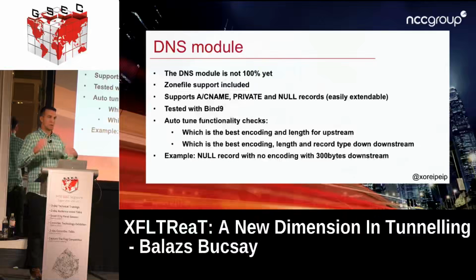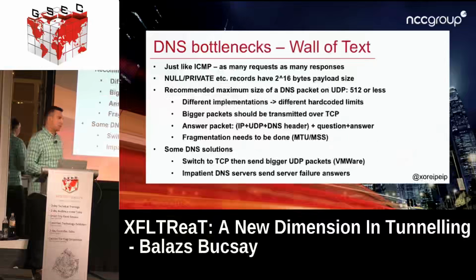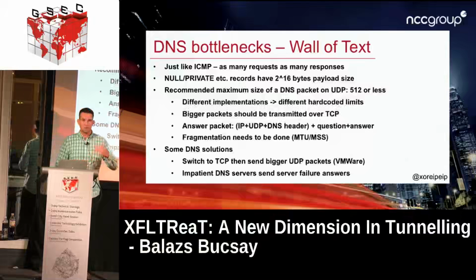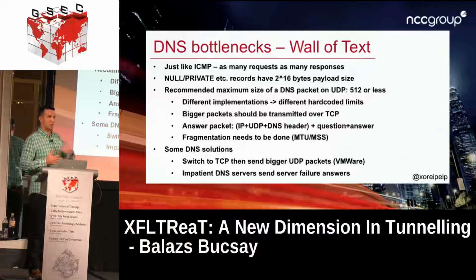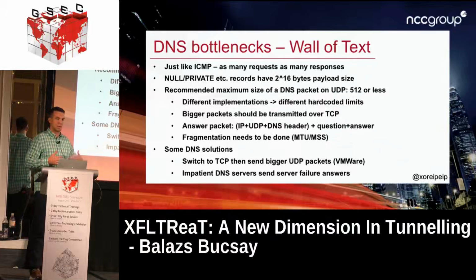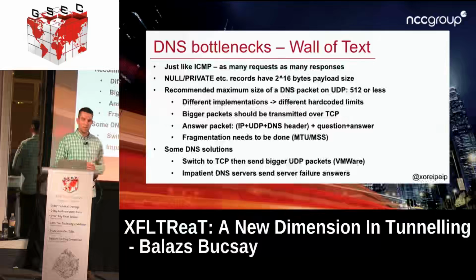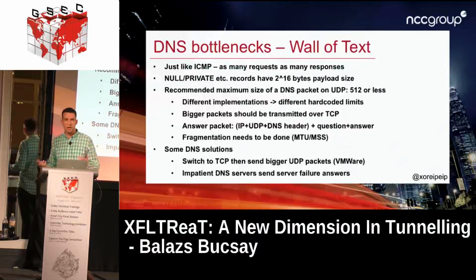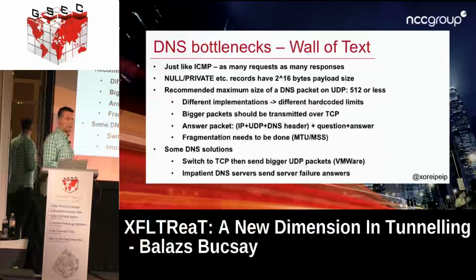It tries to map out the best upstream and downstream variables, and yeah, you can build up your tunnel over that. It's just like ICMP. So when there is a request, there can be only one answer to that. So you have to make sure that you send more requests than as many answers you need. NULL and private is usually used for tunneling because they have a really huge payload, which is 16 kilobytes.